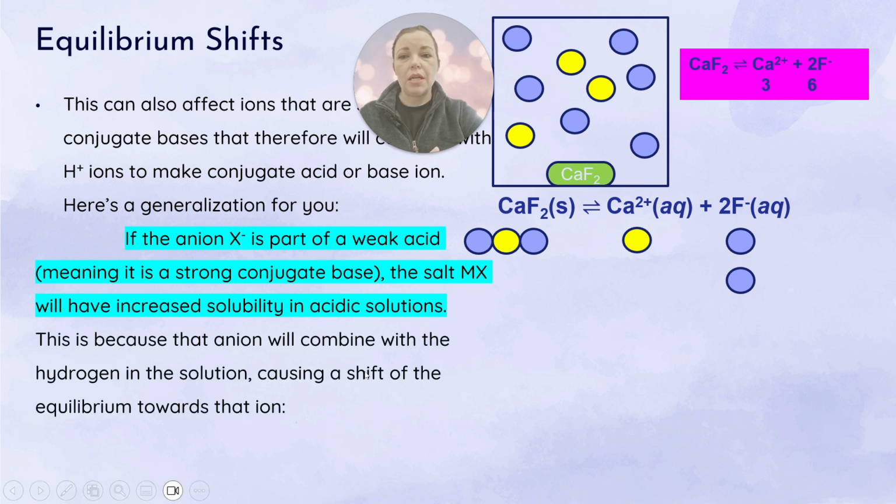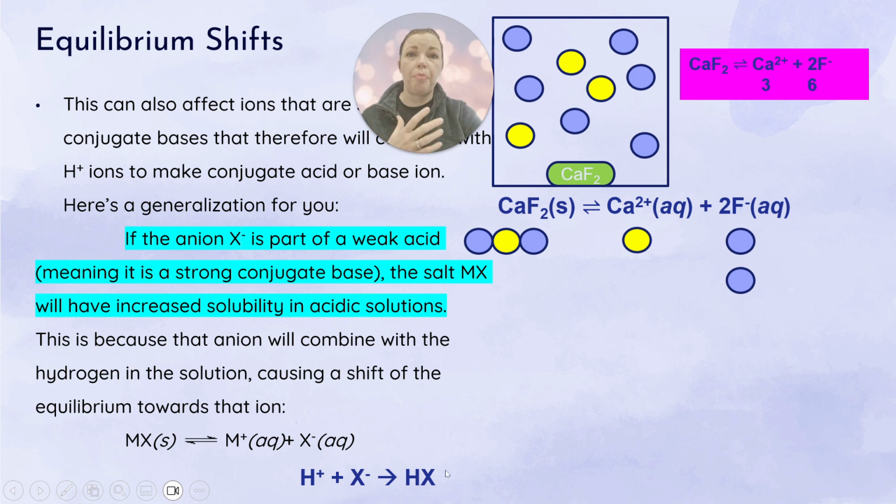Then this generalization that I told you holds true because the anion will combine with added hydrogen from solution. So if you add acid and you have that H+ ion, what can happen in this particular case is it can form the weak acid. This would cause a shift of the equilibrium towards the ions because you would be removing the ion by forming the weak acid, because it's the conjugate. Let me show you. This will make more sense.